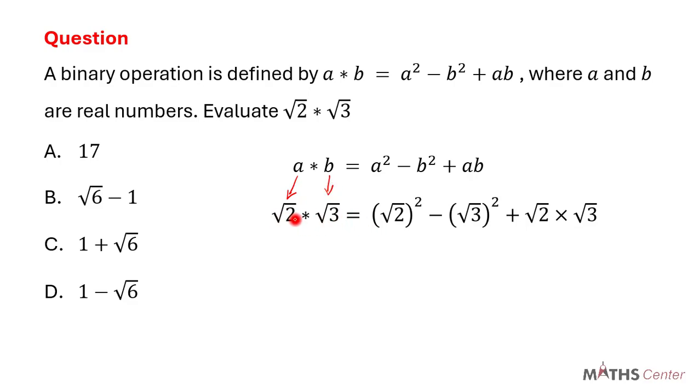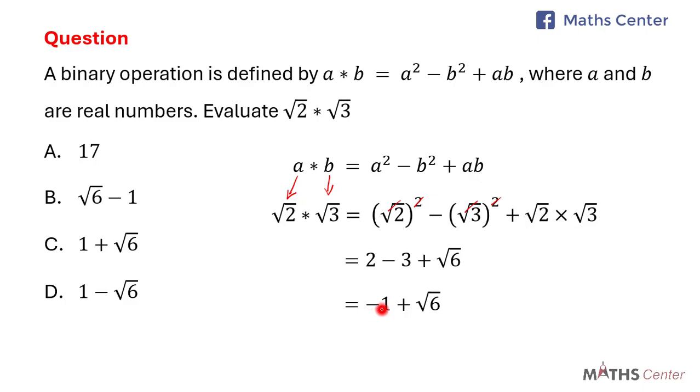So square root of 2 star square root of 3 will be equal to square root of 2 squared minus square root of 3 squared plus square root of 2 times square root of 3. Here the square and the square root will be gone. The square and the square root will be gone here. So this will give us 2 minus 3 plus square root of 2 times square root of 3. From our lesson on surds, we know that this will give us square root of 6.